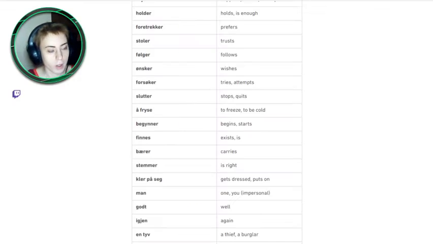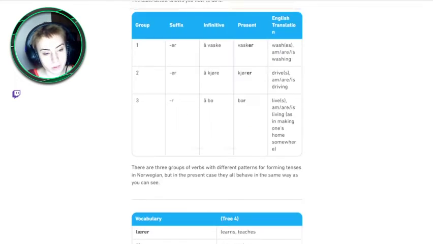Okay. Fryser, freezes. If you go to Norway without a warm jacket, you're going to freeze, fryser. So, beginner, begin, starts, finnes, bare, stemmer, tar på seg, get dressed or put on, man, one or you, godt, well, igjen, again, and tyv, a thief, a burglar, and vane, a habit.